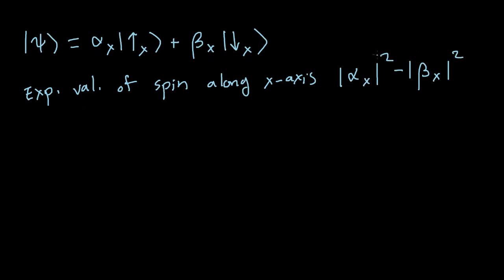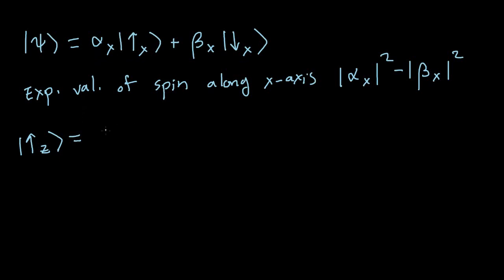And to that end, let's actually see how we could write the spin up state along the z direction as a sum of the up state in the x direction and the down state in the x direction.